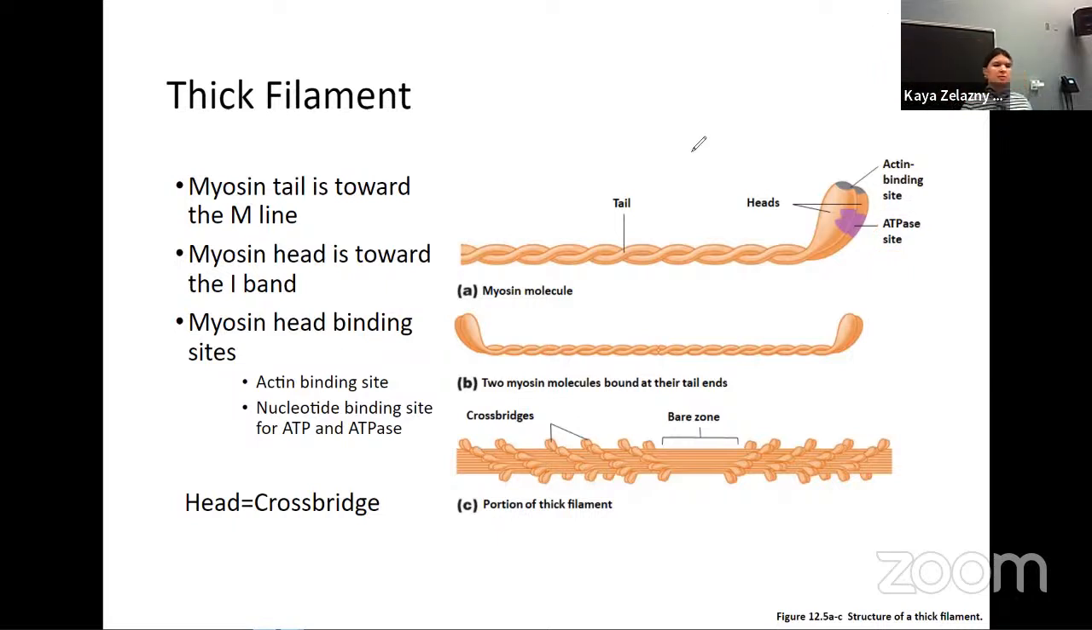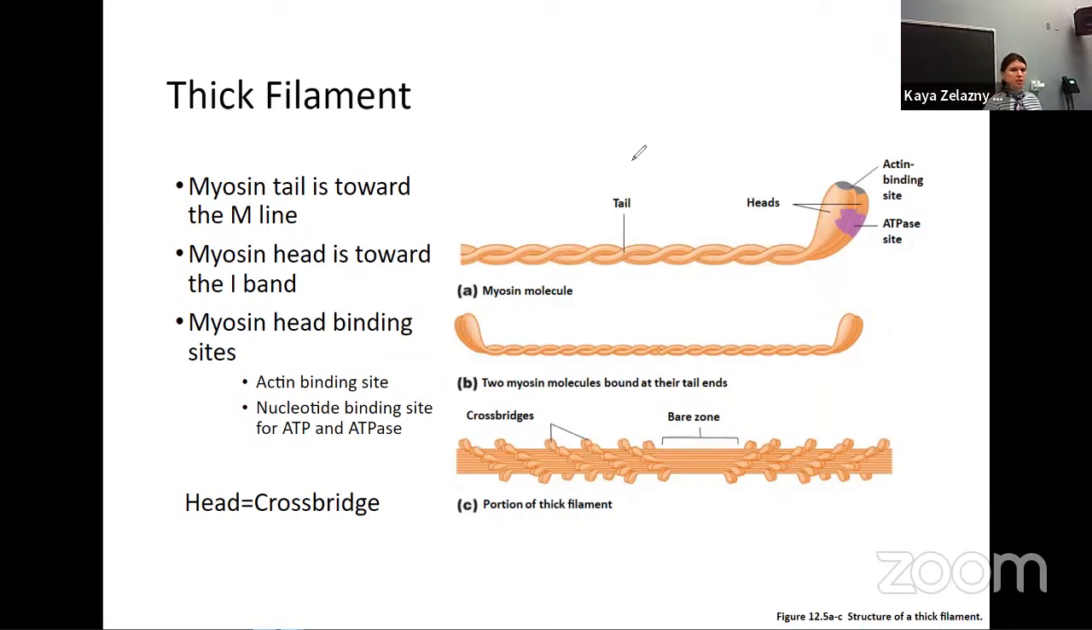We will sometimes refer to our heads as cross bridges. The reason for that is they're creating a bridge across to the actin, right? So they're going to bridge us onto the actin when we have the actin binding site bind to the myosin binding site.